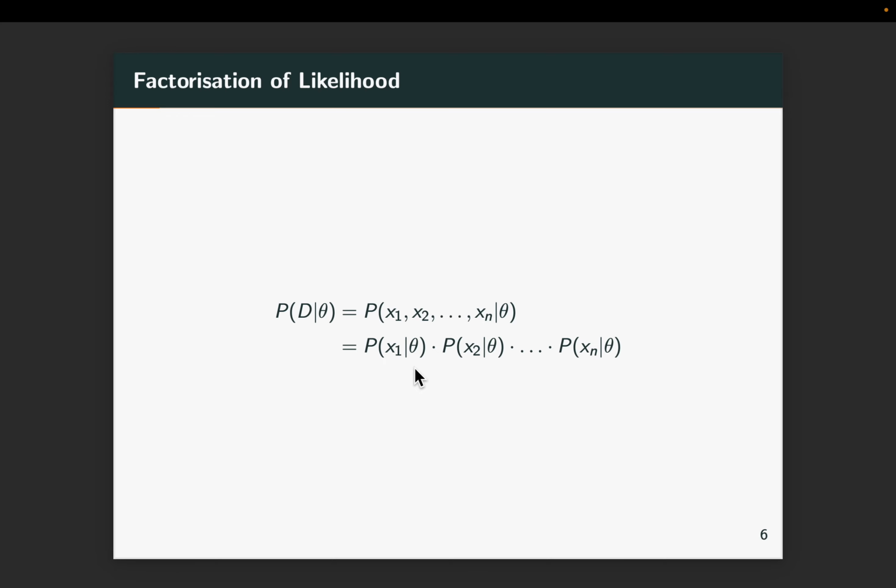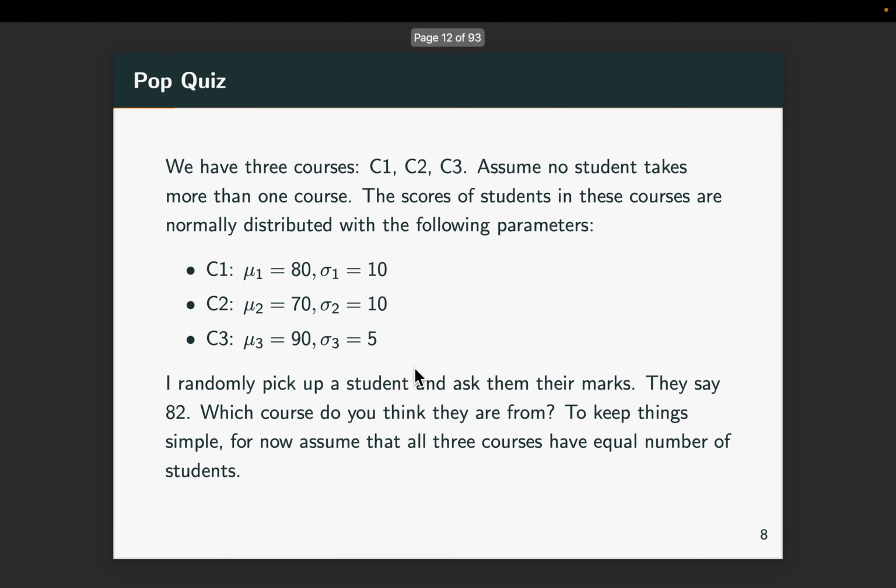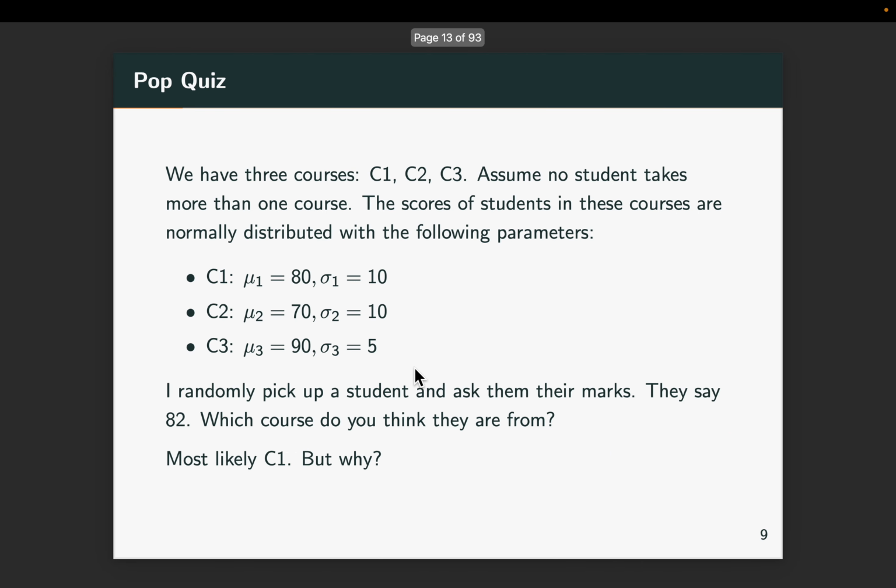Right. So while it's a simple result, we're repeating it many times so that we are able to get a good grasp of this. We then discussed MLE. So we took this small quiz where we had 3 classes with different distributions. The marks in these courses were distributed normally with different means and sigmas. And we said that if we randomly picked a student whose marks were 82, we had to guess most likely whether they were from C1, C2 or C3. And we discussed the procedure for doing that.